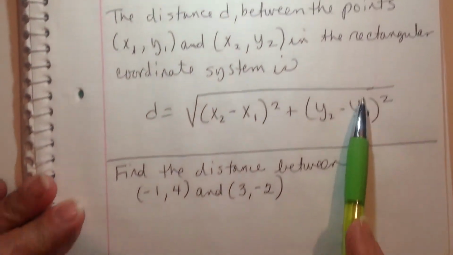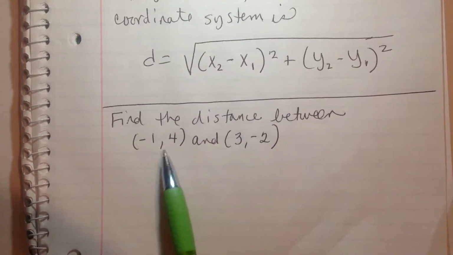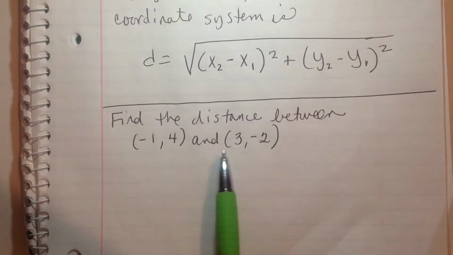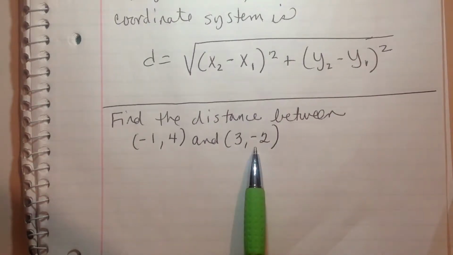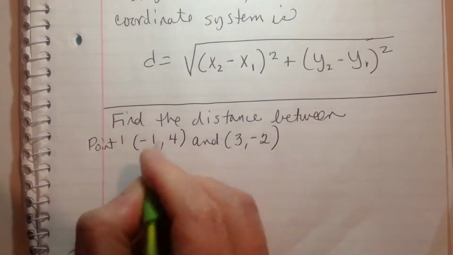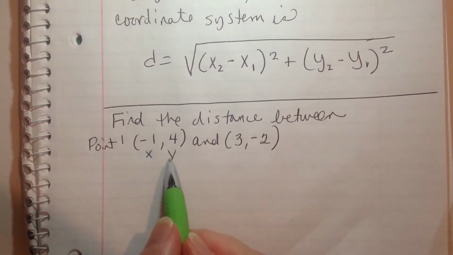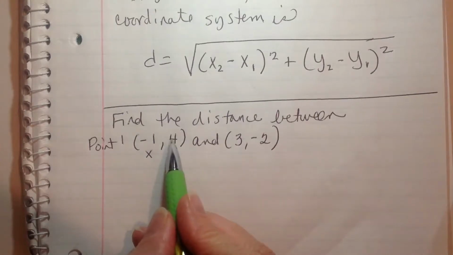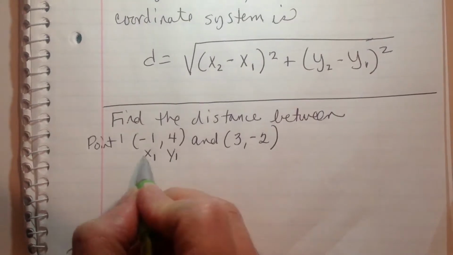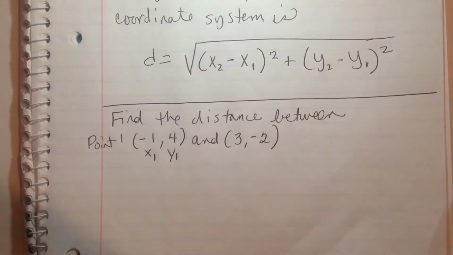So let's begin and look at this example and find the distance between these two points: (-1, 4) and (3, -2). This is like point 1. Now we know in an ordered pair the first number's x, so x is -1, the second number's y, and it's +4. But since this is point 1, I'm going to label x with x sub 1 to represent -1 and y sub 1 to represent +4.